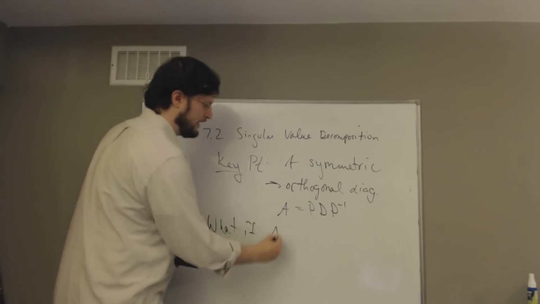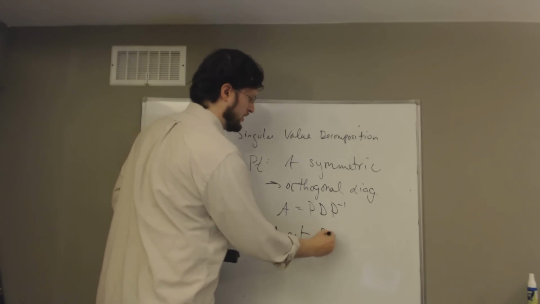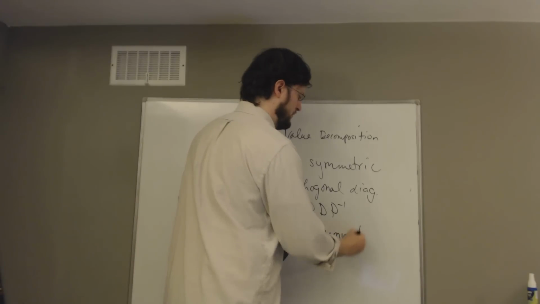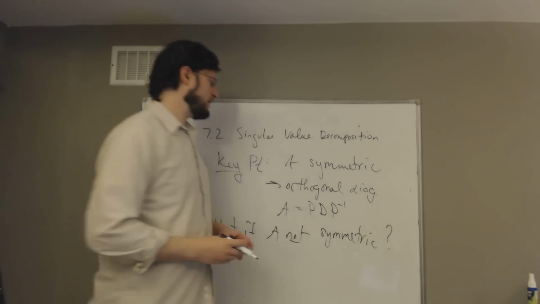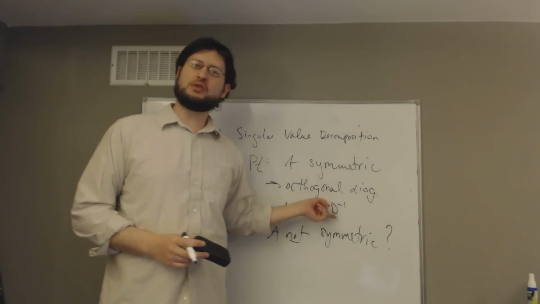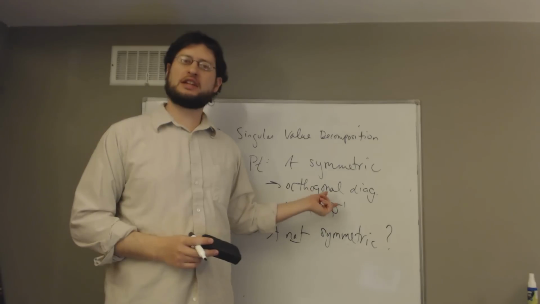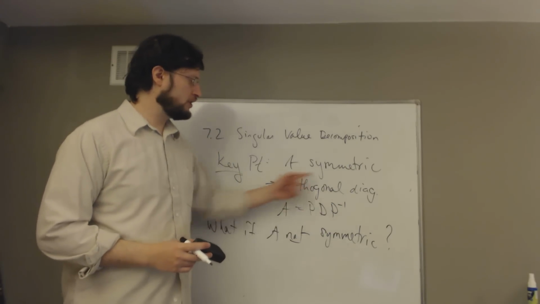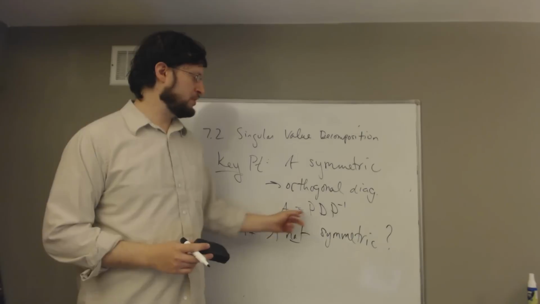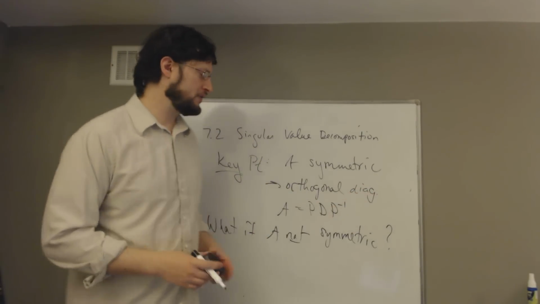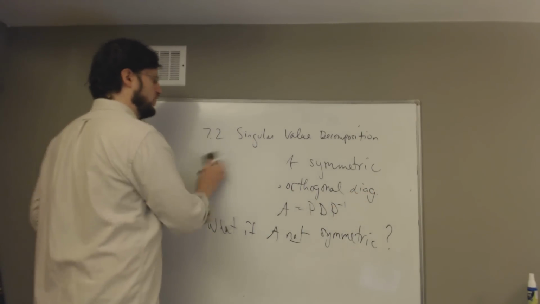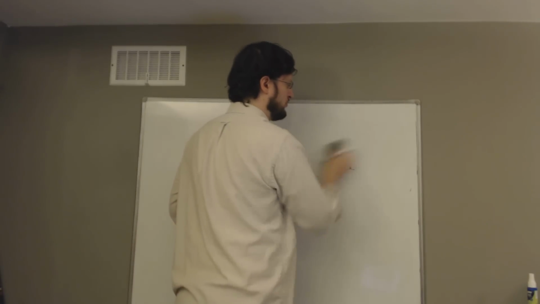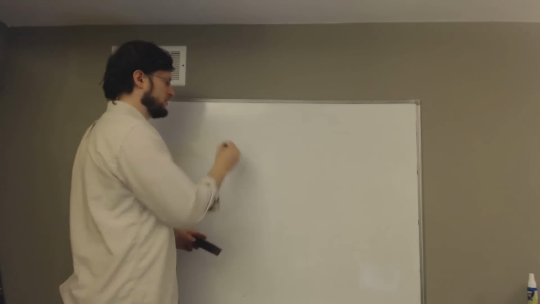So what if A is not symmetric? That's our problem, right? So what are we going to do? Well, we actually discovered and pointed out that we have an orthogonal diagonalization only if A is symmetric. So this is not going to be true. We won't be able to do a P D P inverse if I don't have a symmetric matrix. So we're going to have to do something a little bit different. So we have to relax our P D P inverse.